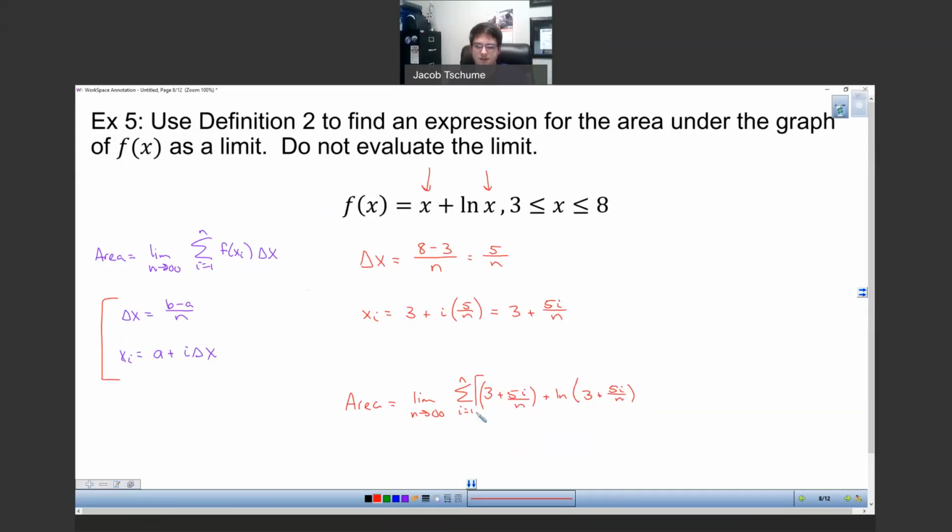Now, all of this, I'm going to put it in big brackets, all of that now needs to be multiplied by delta x, which is 5 over n. And that is the formal definition of the area under this curve. Like I said, in this section, all we're doing is setting up. In the next section, we will talk about how to evaluate things like that.